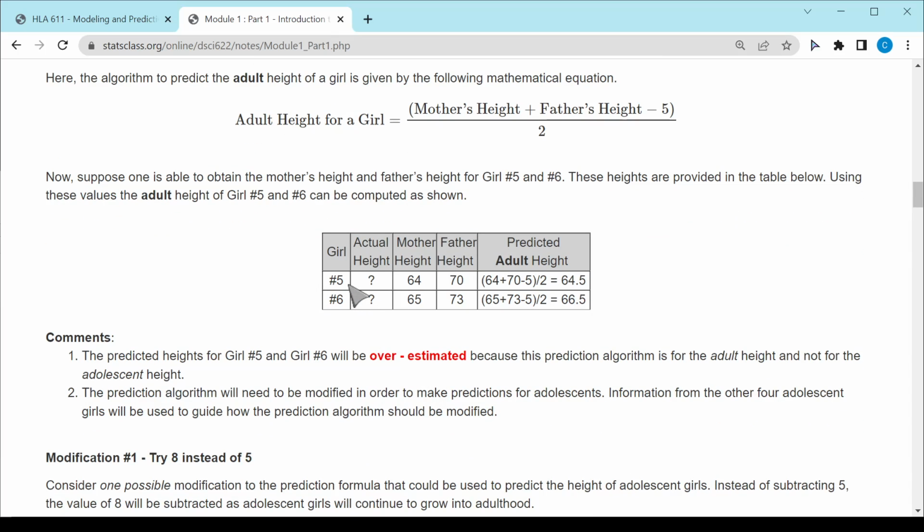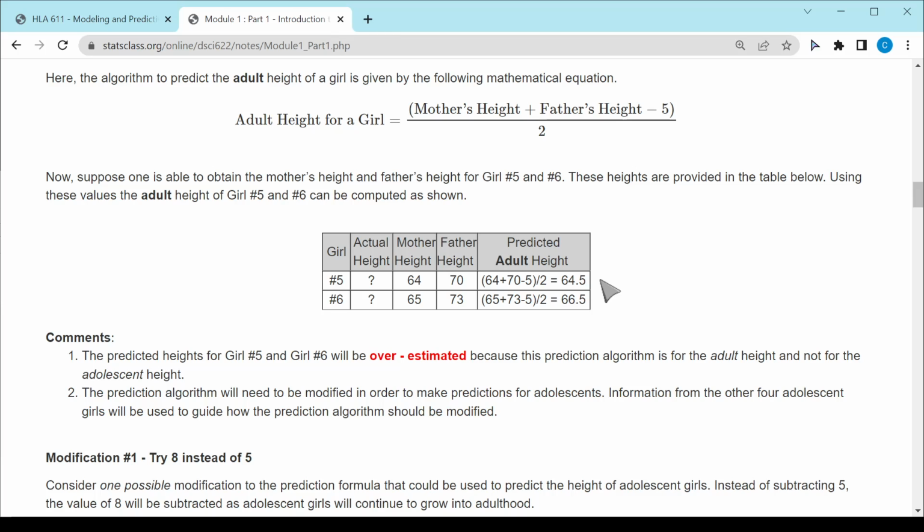So suppose for girl number 5, the mother's height is 64 inches, and the dad's height is 70 inches. So if I use this formula, I would take 64 plus 70, subtract off the 5, and divide by 2. And I can see that I would predict the height for girl number 5 to be 64.5 inches.